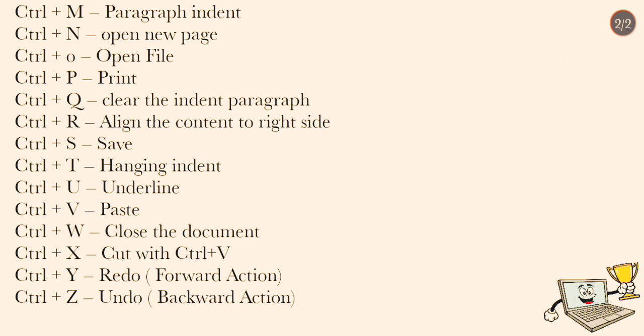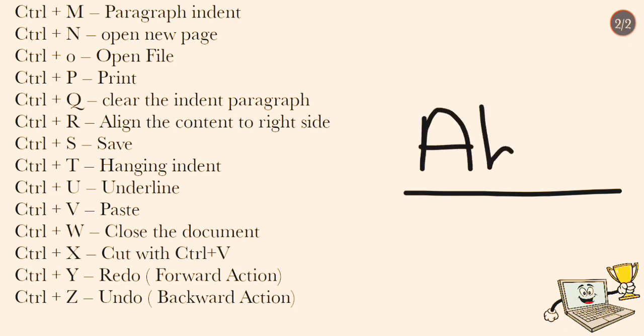Control plus U, it is used to underline. Suppose you have written A, B, C and you have pressed Control plus U together. Then it will place one underline below this A, B, C.